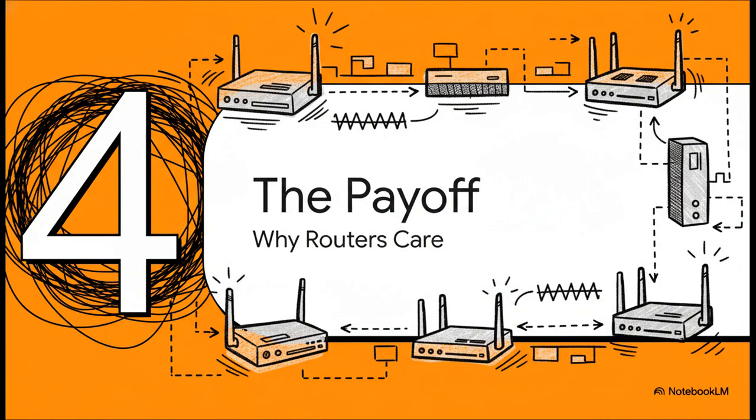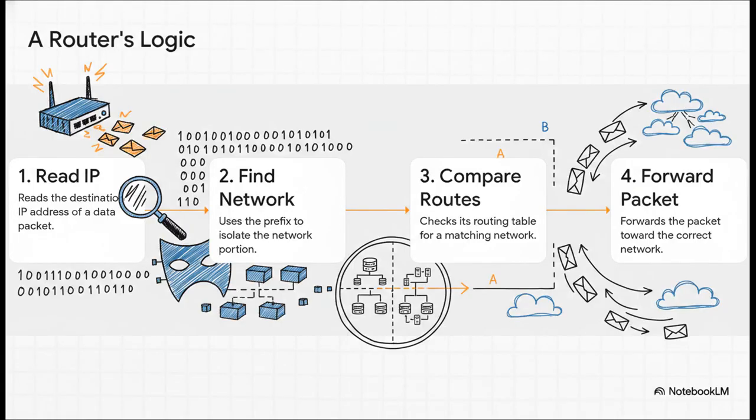So why do we care about any of this? What's the big payoff? Well, it's because this boundary is everything to the devices that make the internet work. Routers. Routers live and breathe by these network definitions. A router's job sounds complicated, but it's really pretty straightforward. When a piece of data shows up, the first thing it does is look at the destination IP address. Then it uses the prefix, the subnet mask, to figure out just the network part of that address. It completely ignores the individual device part. Then it just looks at its map, its routing table, and goes, oh, okay, that network is over there, and it forwards the packet on its way.